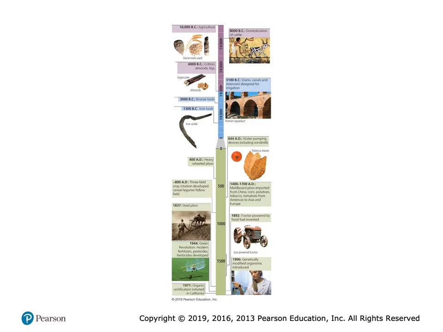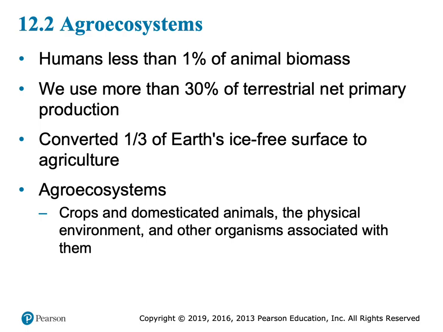So agroecosystem. What is an agroecosystem? This is your blank under number 12.2. An agroecosystem is an ecosystem that includes crops and domestic animals and the physical environments in which they grow, as well as the communities of other organisms associated with them.